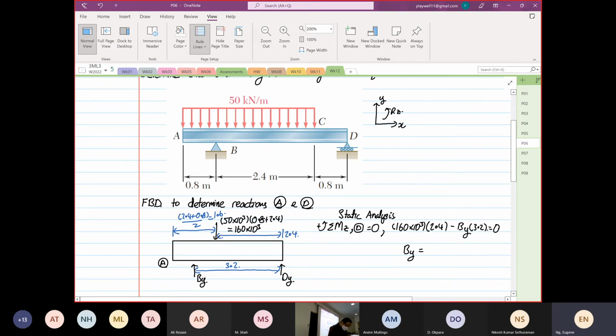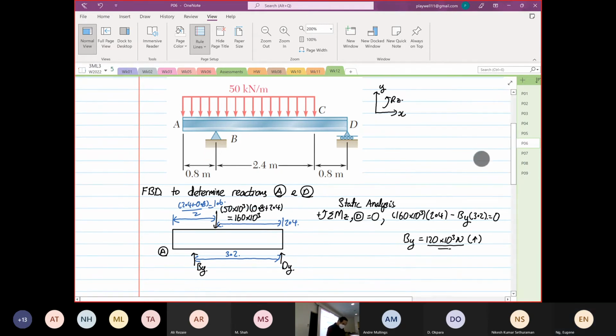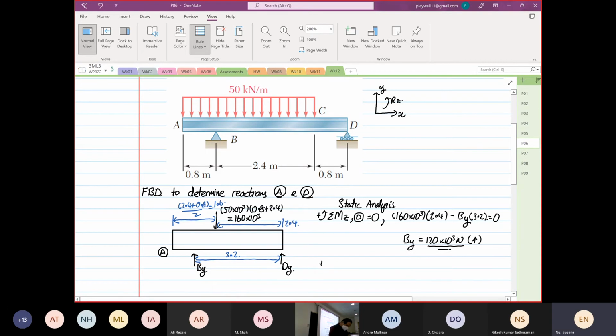So by is equal to 120 times 10 to the power 3 Newton, and it's going upwards. Okay, I'll do it again. 160 times 10 to the power 3 times 2.4 divided by 3.2, 120. Then we do summation about forces.